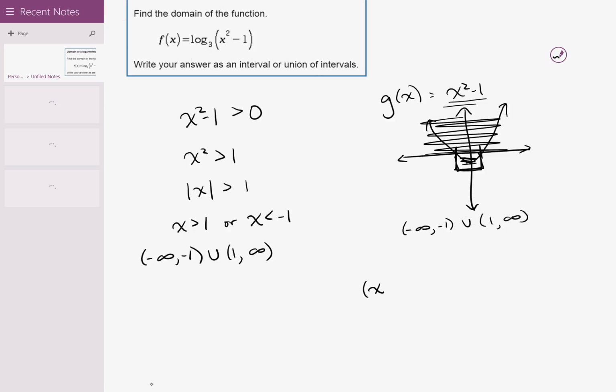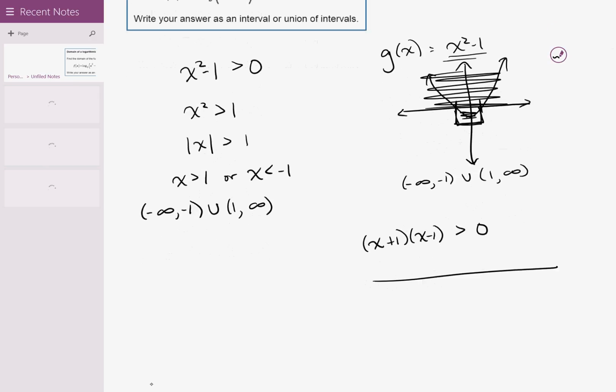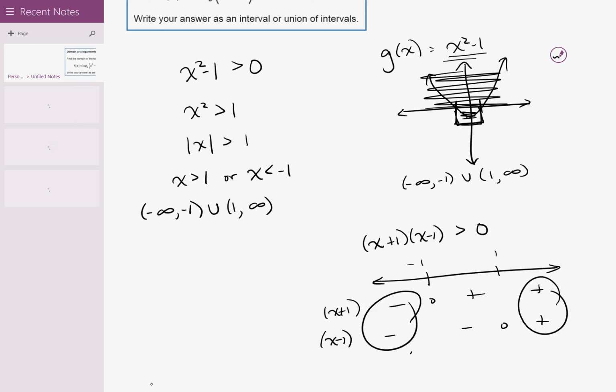Or I can factor it and create a sign chart. And so I have x plus 1 is negative, and then 0, and then positive. And x minus 1 is negative, and then 0, and then positive. And the product is positive here and here, which again gives me negative infinity to negative 1, union 1 to infinity.